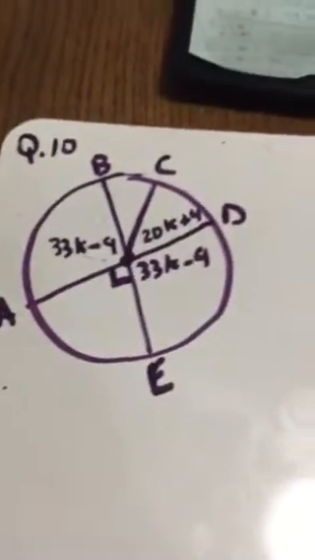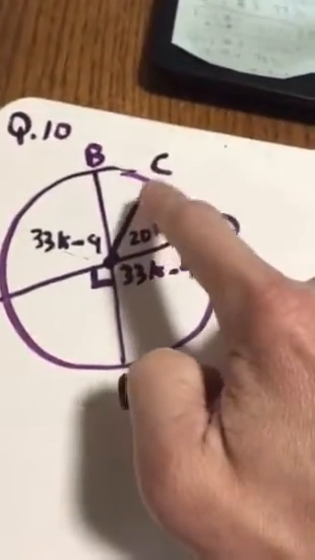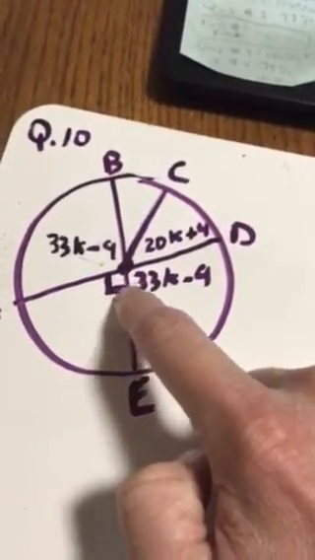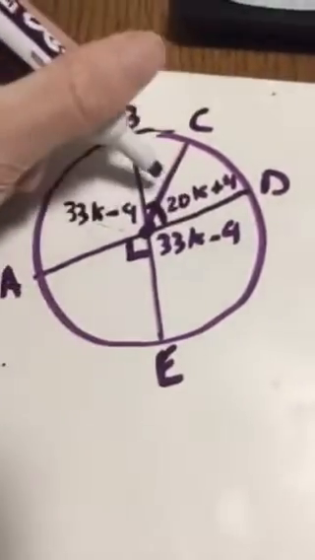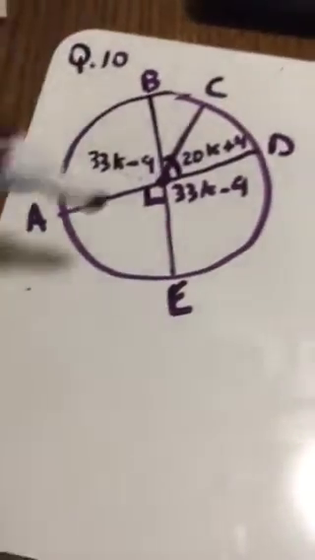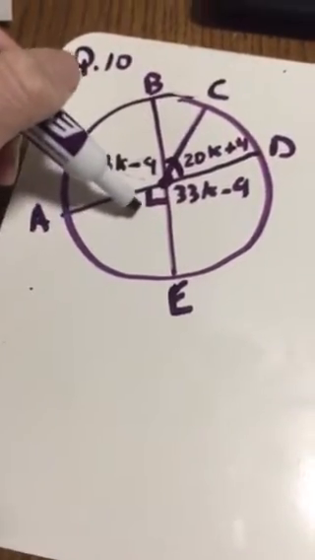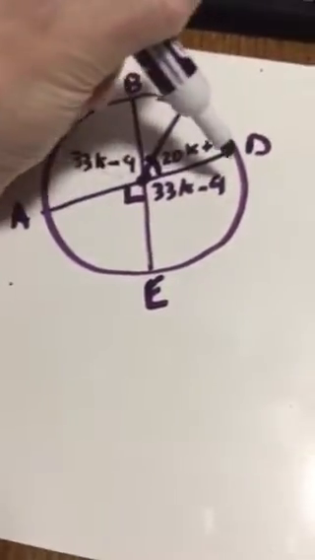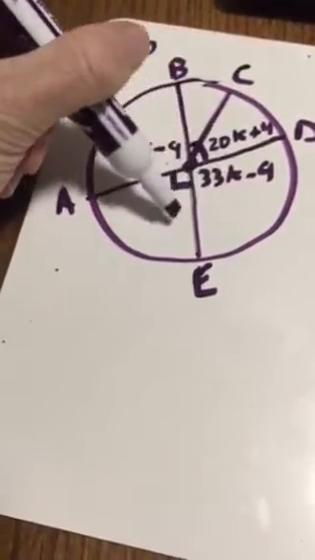Now I need to find some more angles. I know this is 90 degrees. I want to find this angle up here, but I need to know what the value of K is. These are vertical angles, so when you add these two up, they should equal 90 degrees. But it would really help if I found what K is. Looking down here, these are supplementary angles. If you add the 90 plus the 33K minus 9, you'll get 180 degrees. Remember, this is a diameter of the circle, so this represents half the circle, which is 180 degrees.